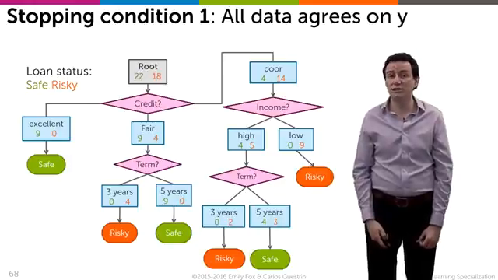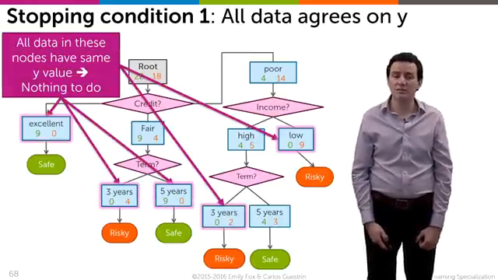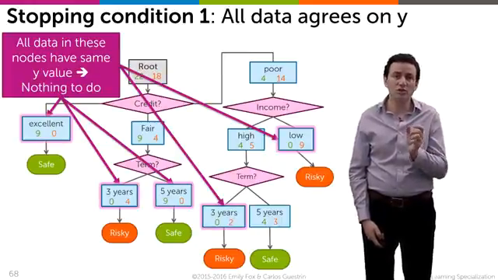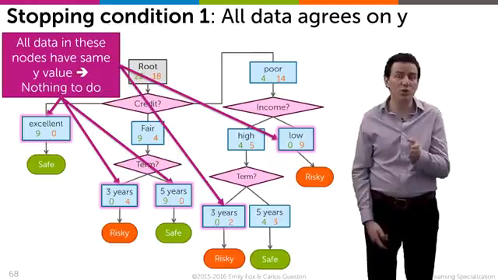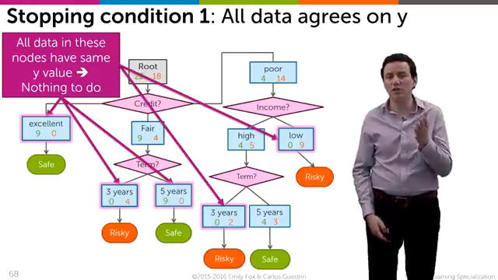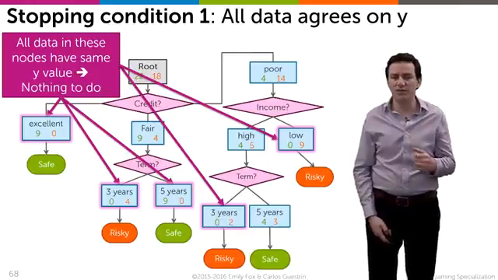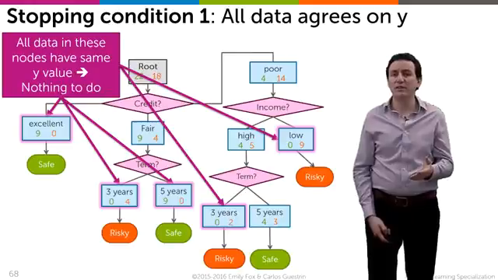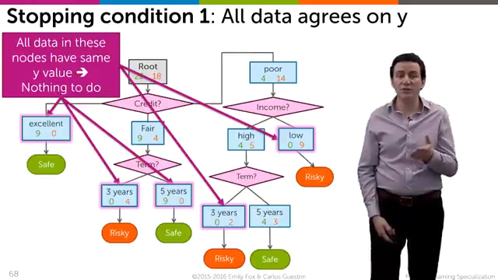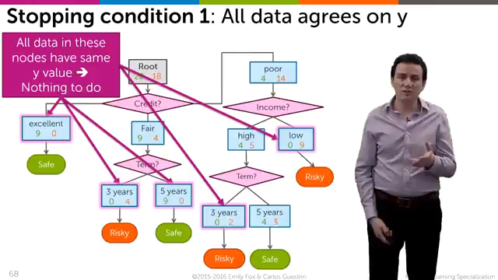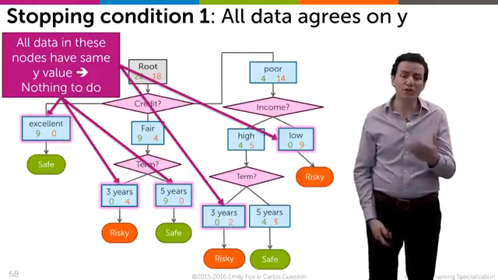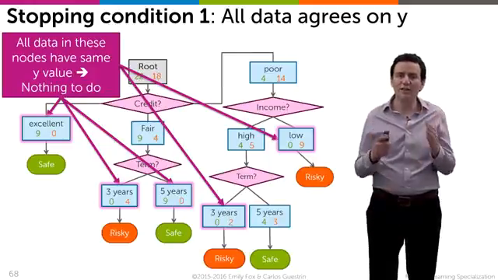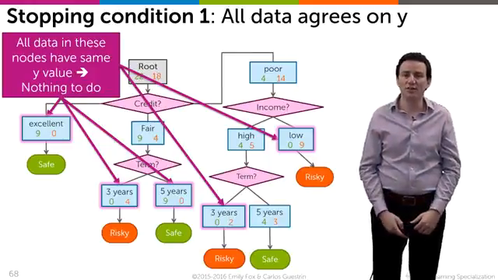So the first criteria we've already seen. For the nodes I've selected here, including that first node where credit was excellent, every single node is associated with data points of just one category or one class, or same output. So for excellent there, everything was safe. And for the case where the credit was fair, but the term was 3 years, everything was risky. So as we can see, for those, there's no point in continuing to split. So the first stopping condition is: stop splitting when all the data agrees on the value of y. There's nothing to do there.